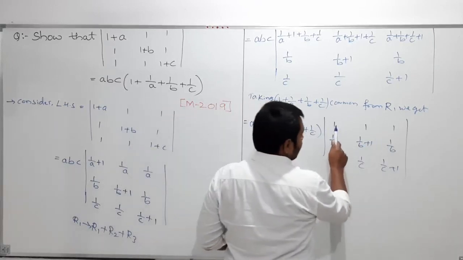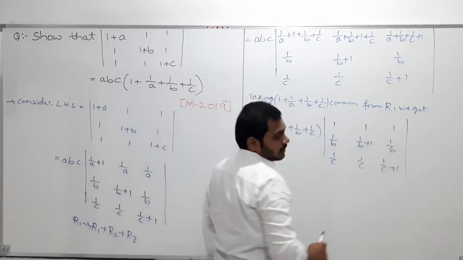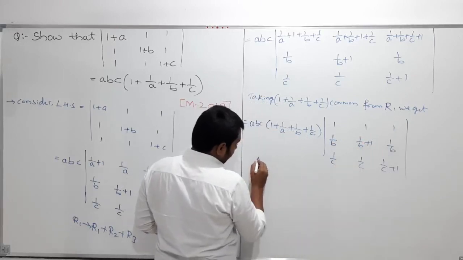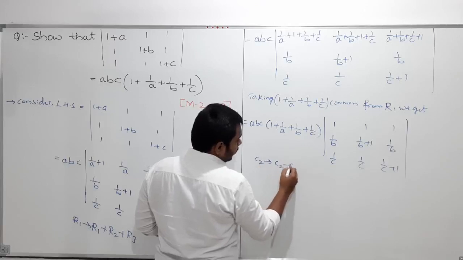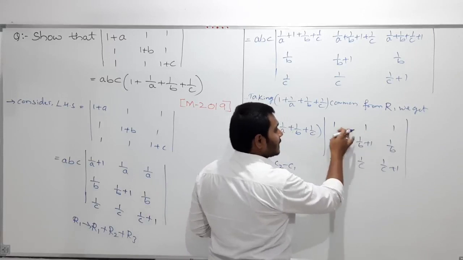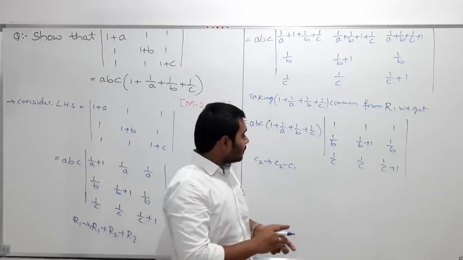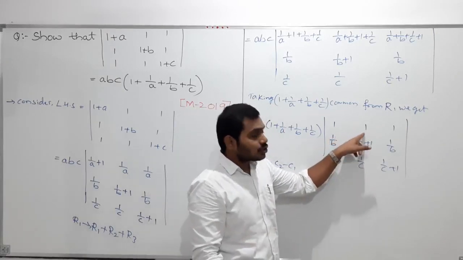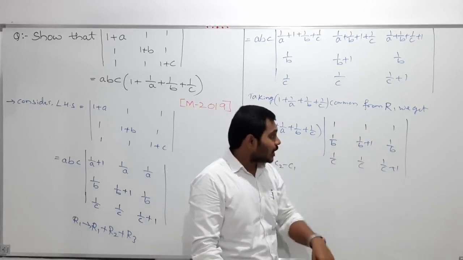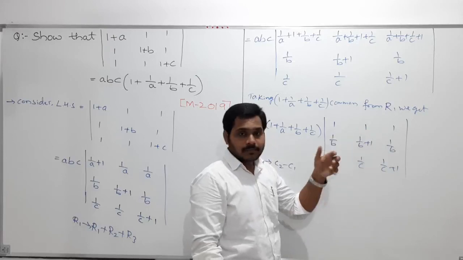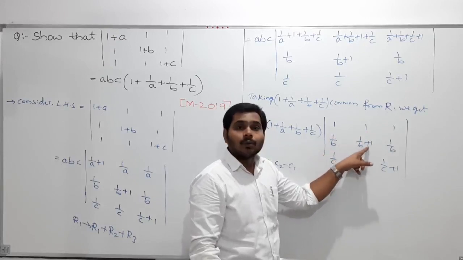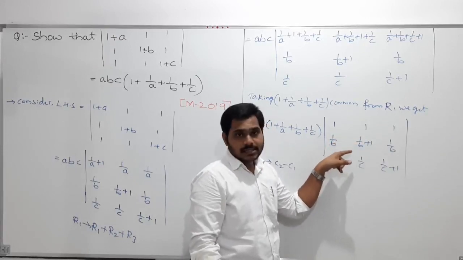Clear? So therefore here this 1 minus 1 will become 0, 1 minus 1 will become 0. So here I apply the rule. I will apply the operation C2 changes to C2 minus C1. Either you can apply C1 minus C2 or you can apply C2 minus C1. But I am applying C2 minus C1. This column minus this column I am doing because here 1 minus 1 will become 0. But here 1 by b plus 1 minus 1 by b means you will get 1. 1 by b gets canceled, you will get 1.